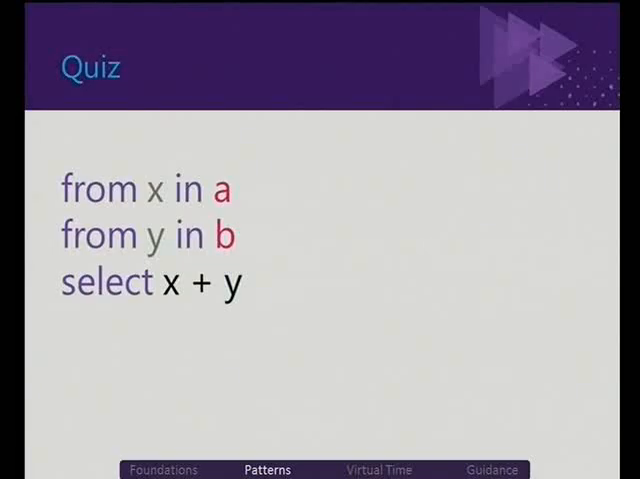I'll do the list version first. For every item in A, call it X, and go and get every item from B, call it Y, and output X plus Y. That's the list version. The observable version is the following. Subscribe to A. Whenever we get an X, go and subscribe to B.